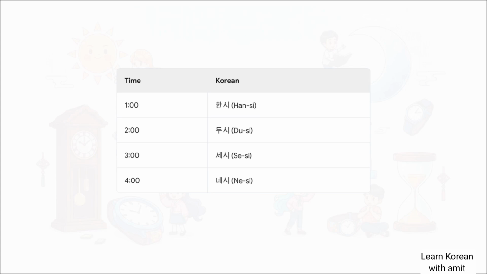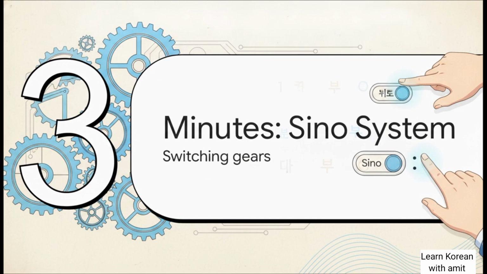Why does this happen? Well, just try saying hana-si out loud. It's a bit clunky, right? Korean is a beautifully phonetic language, and over time, these words evolved for speed and flow. It's practically designed for how locals actually speak in everyday rapid-fire conversation. Which brings us to part 3, minutes, the Sino system.